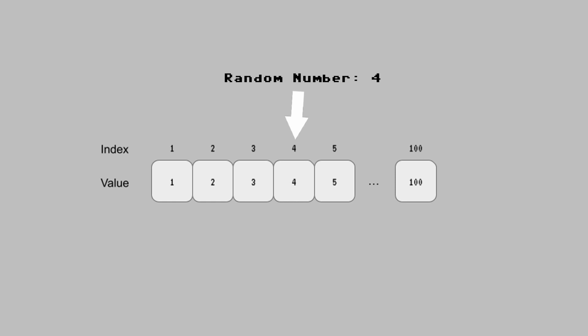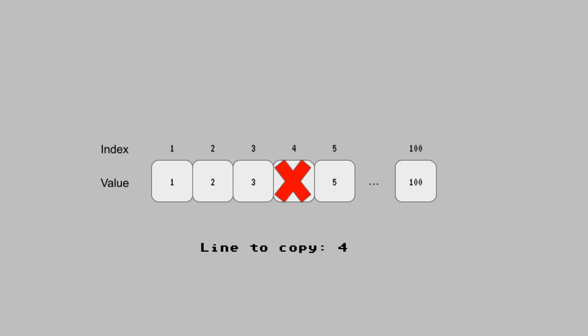That number does not provide the line number itself, only the index to an entry in that list. The entry contains the actual line number. We pick that, then we remove that entry from the list. The next random number will be between 1 and 99, and so on. For every random number, we block copy the line from the source area to the visible area.